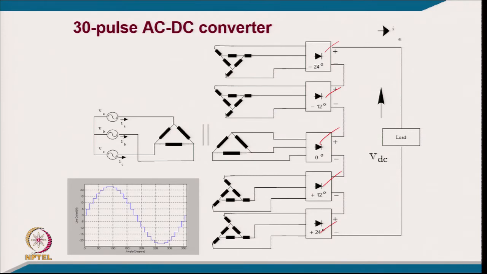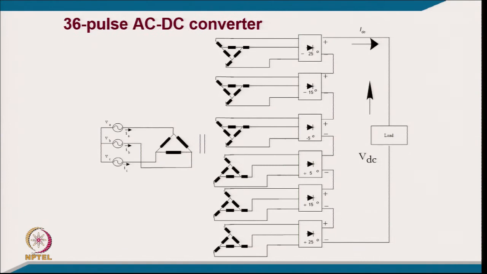So, you will find that as we increase the number of pulses, the waveform goes closer to sine wave, we are able to eliminate the harmonics, and in a diode rectifier we do not have a reactive power burden at all.